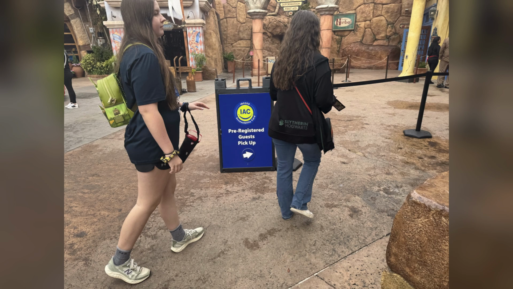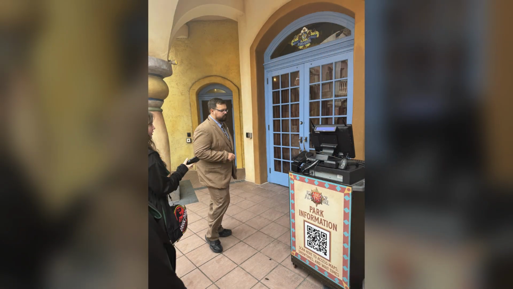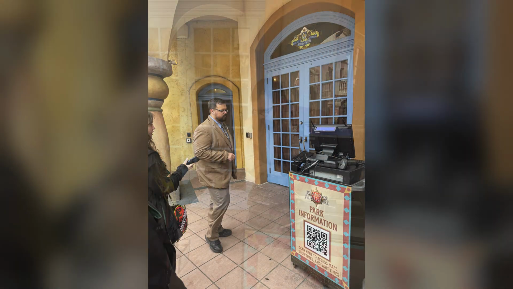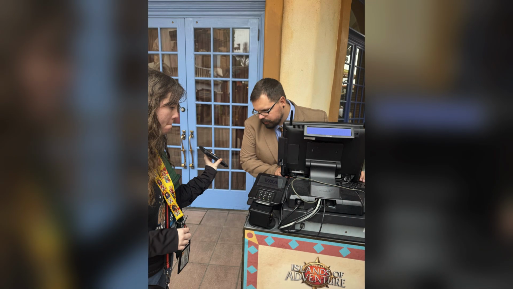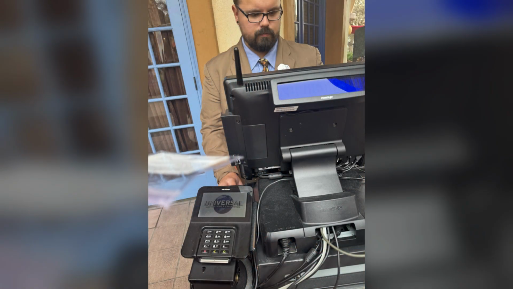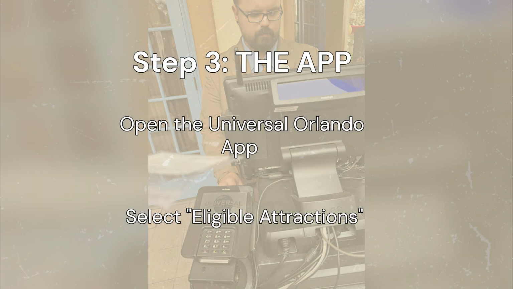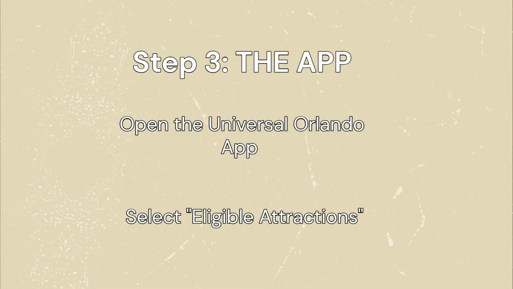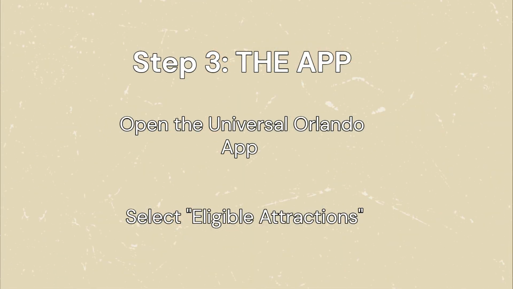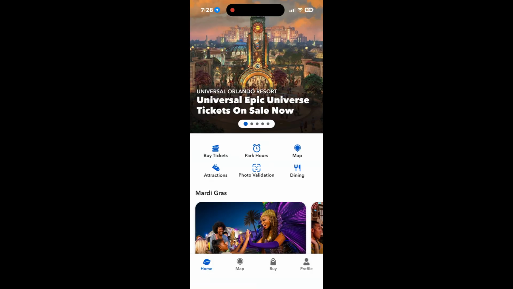Universal now uses digital photo validation, meaning they take a quick face scan of everyone in your group to link your tickets to the AAP. Once that's done, you are officially digital for the rest of your trip. The paper cards are gone. Now you manage everything in the Universal Orlando app.